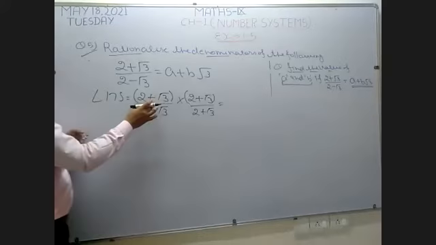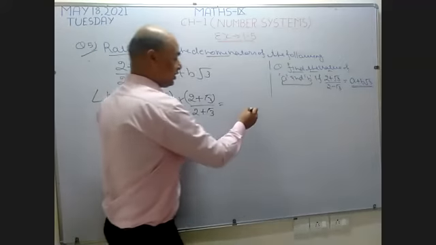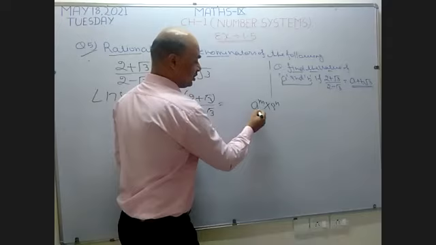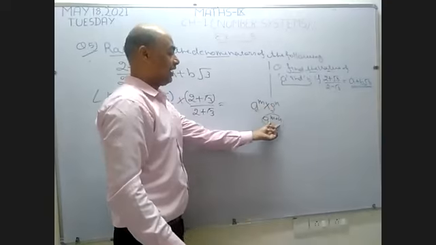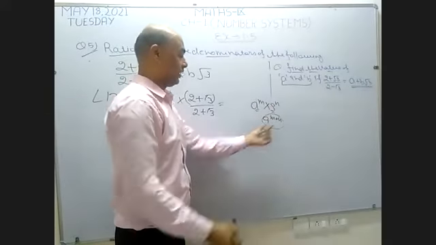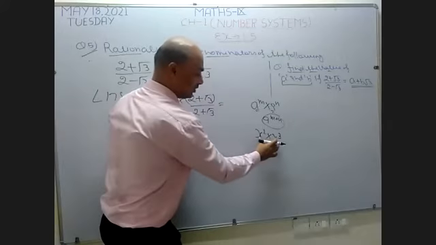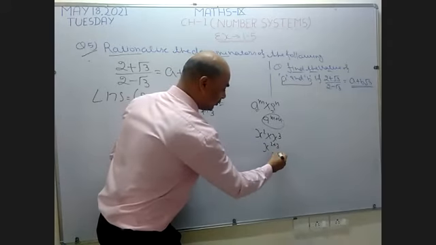Now see what is in the numerator. 2 plus root 3, 2 plus root 3. Both the numbers have the same base, so I want to use this identity. A raised to power m, a raised to power n. When both numbers have the same base, their powers must be added. So the answer becomes a raised to power m plus n. If I write here x square into x cube, what will be the answer? 2 plus 3 becomes 5.